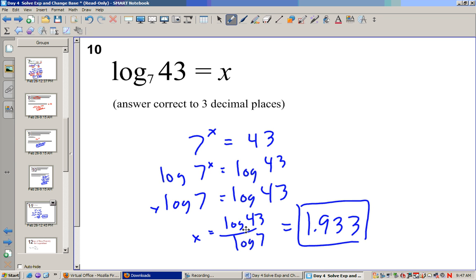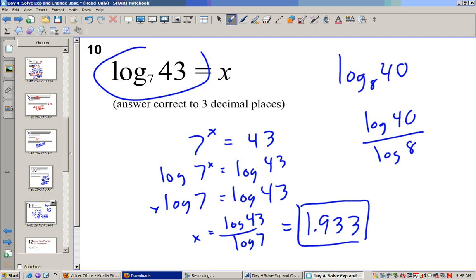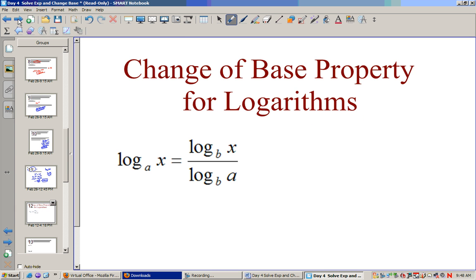Now, let's look at this. How can I get from here to here? So if I had log base 8 of 40, I could go through all this process again, but I'd really just be taking log of 40 over log of 8. It doesn't take doing too many of these before you just skip out of this whole process and go straight to finding the answer. We call this the change of base property, and you can do it with any base. You just take the log of the x value over the log of the a.